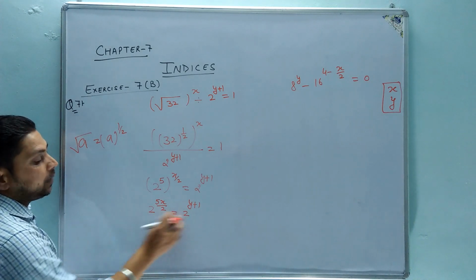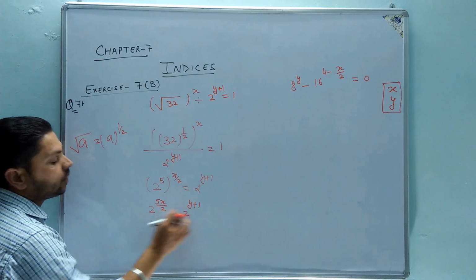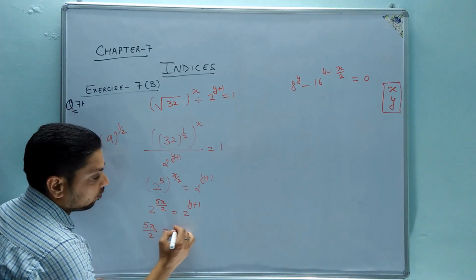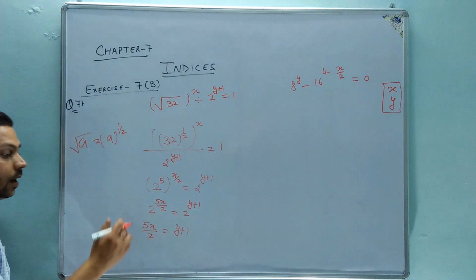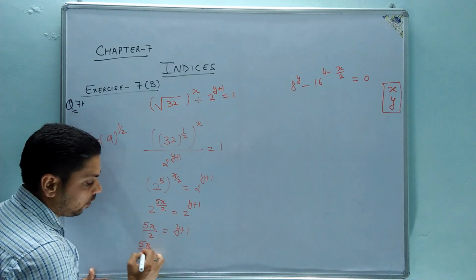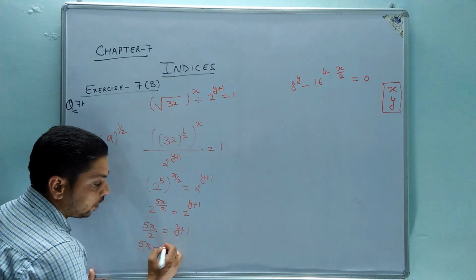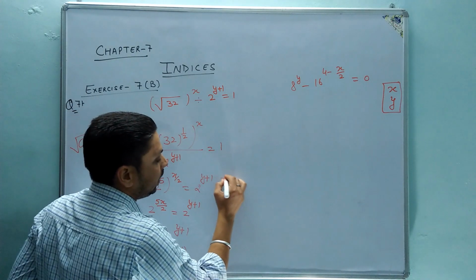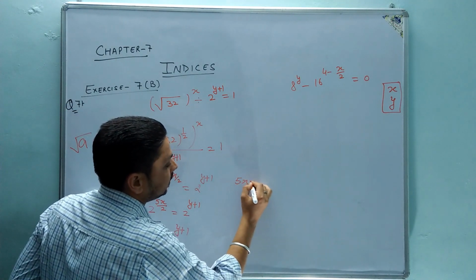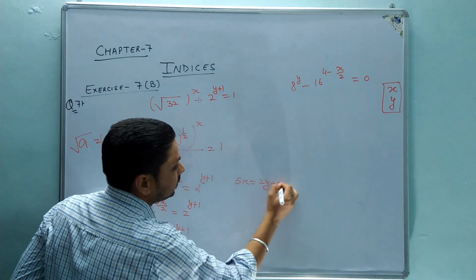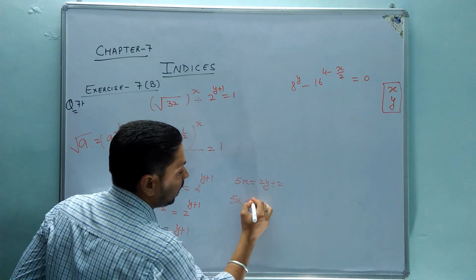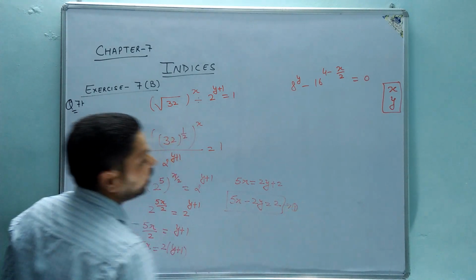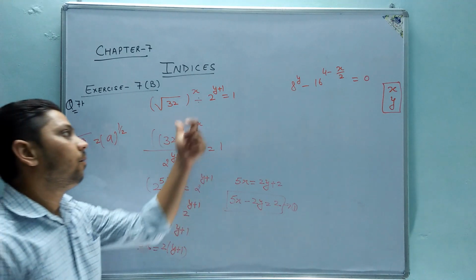Now look here, the bases are the same. If the bases are the same, then their powers will be the same. That is 5x over 2 is equal to y plus 1. Again, 5x is equal to 2 into (y plus 1). That implies 5x is equal to 2y plus 2, so 5x minus 2y is equal to 2. This is the first linear equation in two variables that we have from this condition.